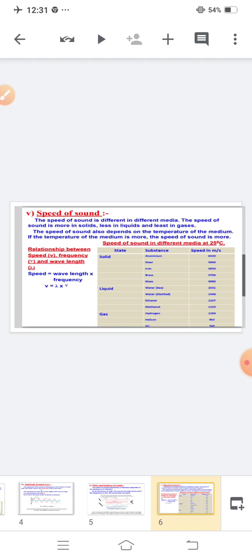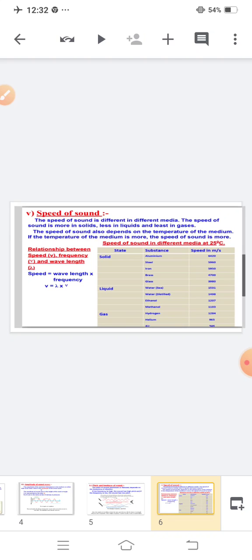The next one is speed of sound. The distance traveled by a wave in 1 second is known as the speed of sound or velocity of sound. The speed of sound is different in different media. It is more in solids, less in liquids and least in gases. That means in which is it highest? In solids. After that in liquids and after that in gases.